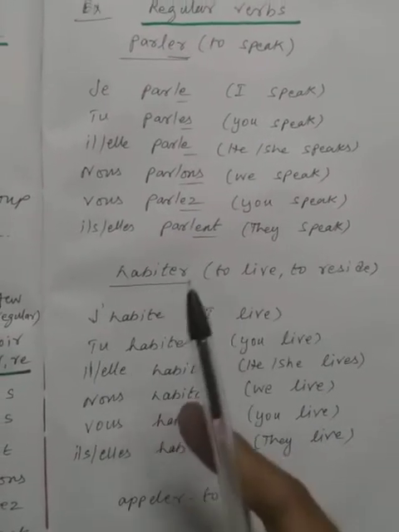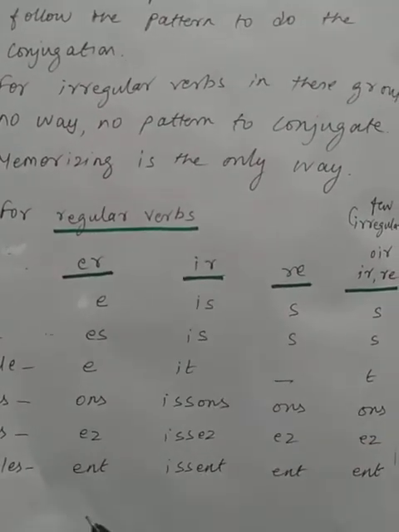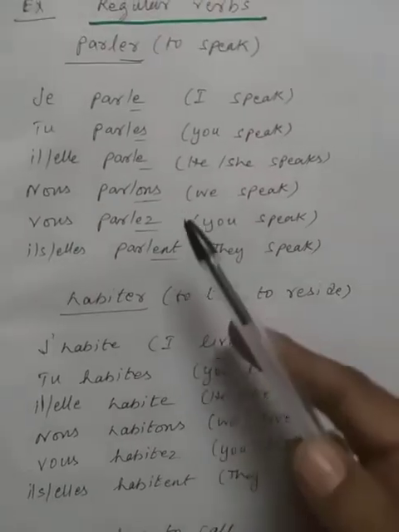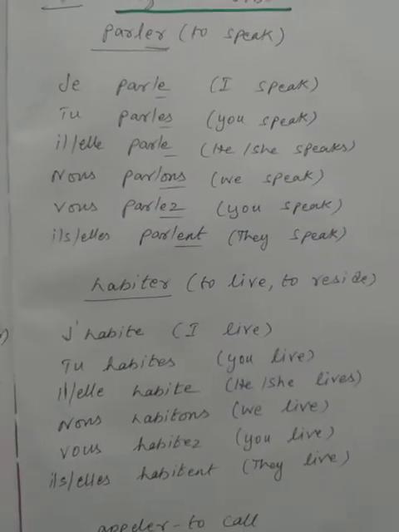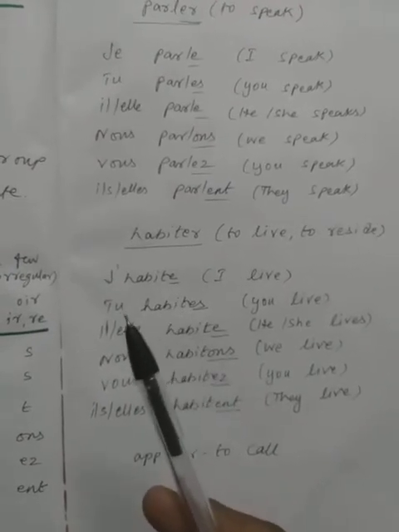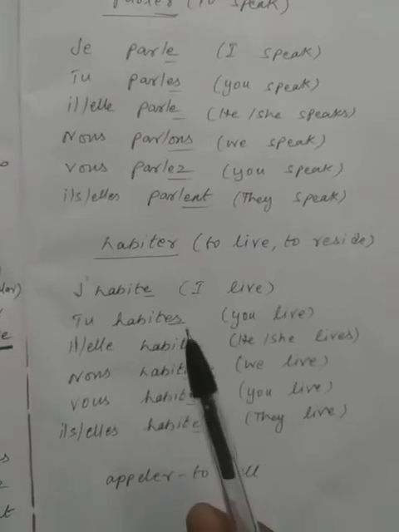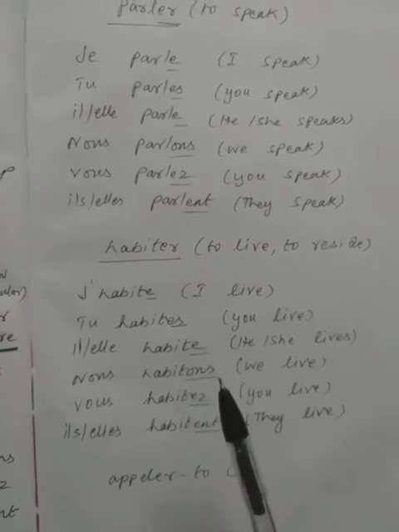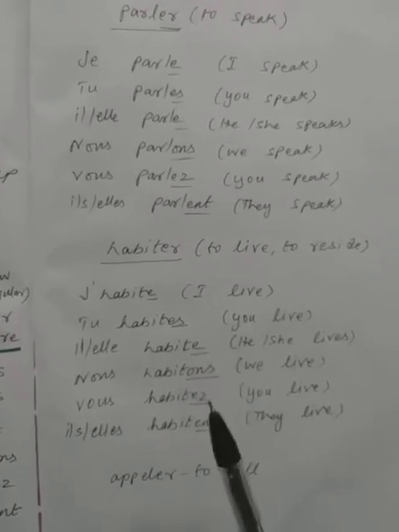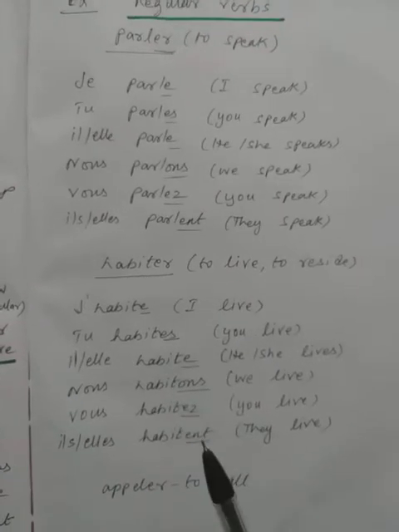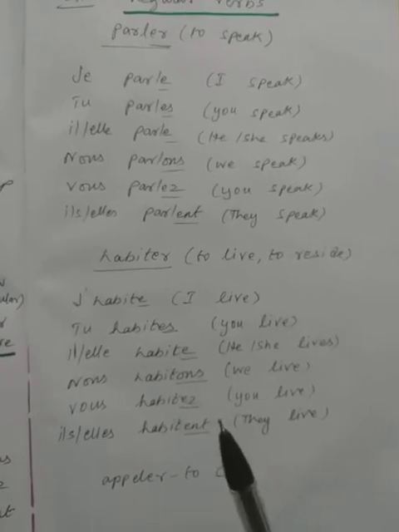Second person, what do you have to do? Replace the endings like that. For ER verbs, replace ER by E: e, es, e, ons, ez, ent. Here, underlined, similar. J'habite. Second person, tu: replace ER by ES. For third person, il and elle, replace ER by E. For first person plural, replace ER by ONS. For vous, replace ER by EZ. Just see the endings. That's all. For regular verbs, you have to do this only. You have to memorize the endings for regular verbs.